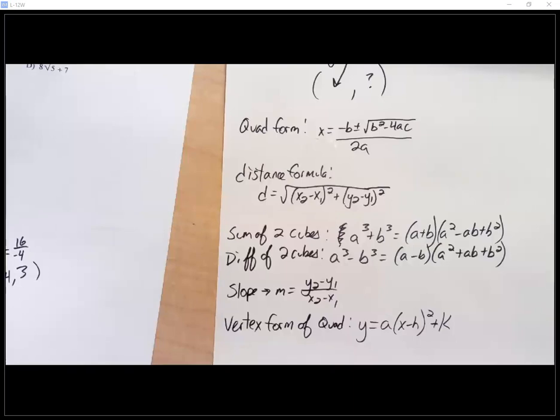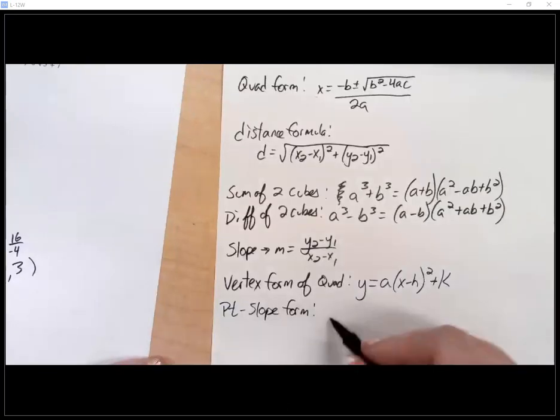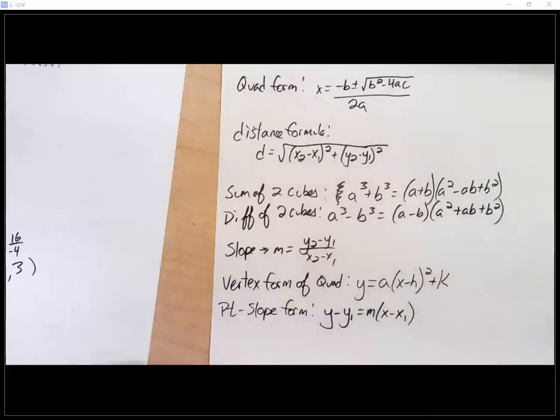Okay, give me another question, yeah. Oh, sure. Point slope form was this one. Y minus Y1 equals M times X minus X1. Any other ones you can think of?